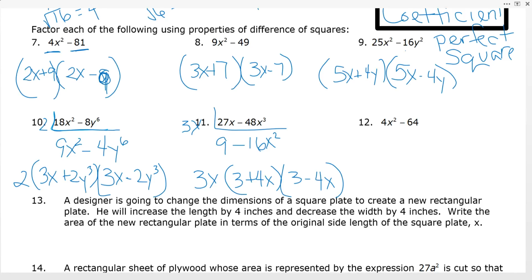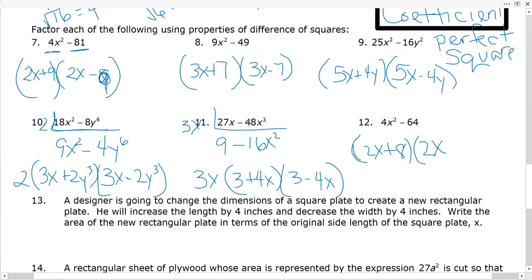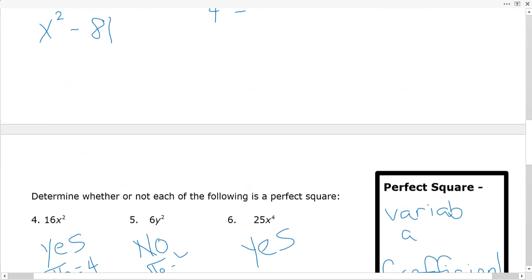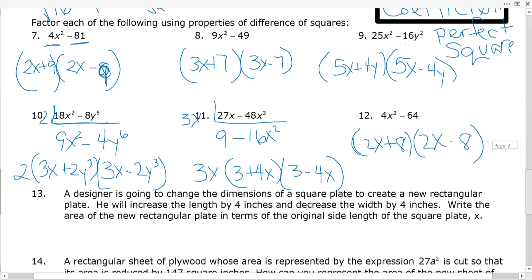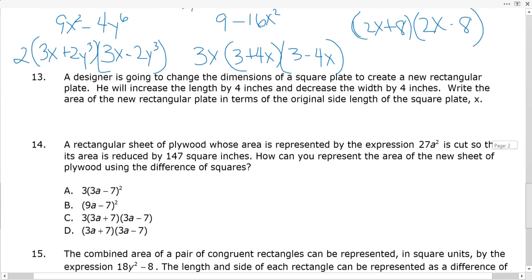Number 12, these are perfect squares. 4x squared, the square root is 2x and 2x. 64, the square root is 8, so I have plus 8 minus 8. All right. 13, what's so lazy? I had some down here. 14 made me want to cry for a second, but then I figured it out.